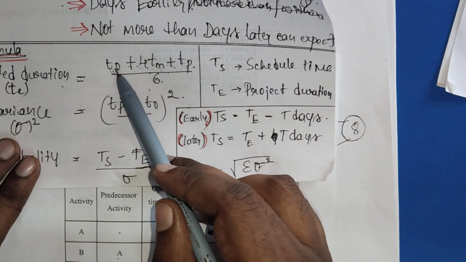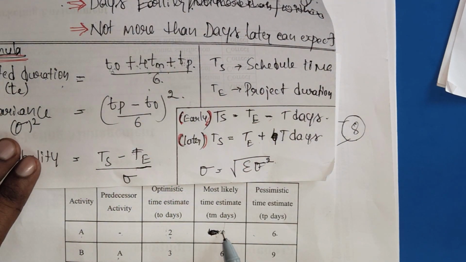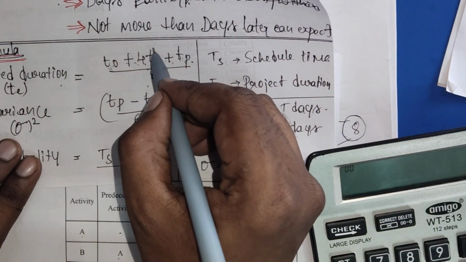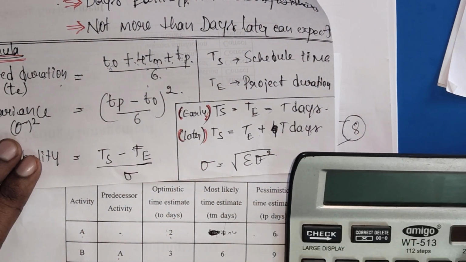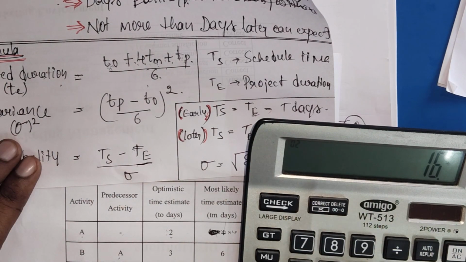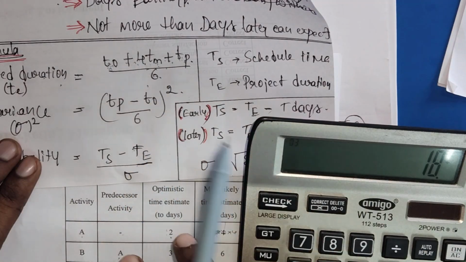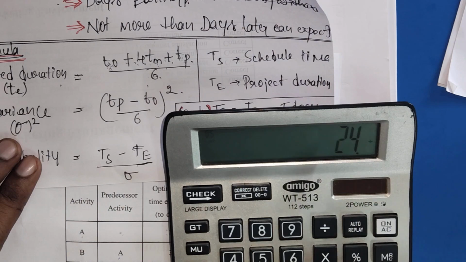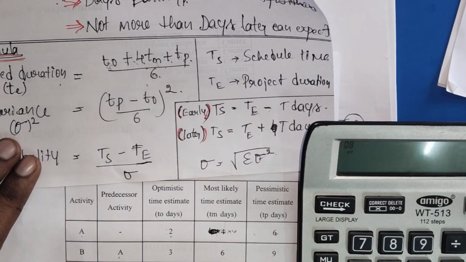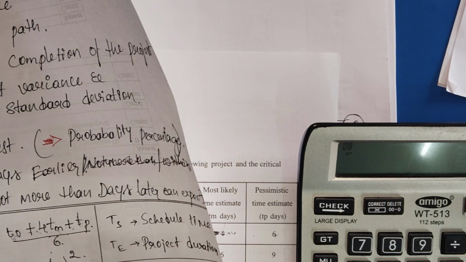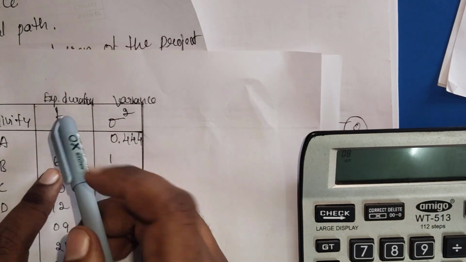Time optimistic is 2, 4 into time most likely 4, plus time pessimistic is 6. So what exactly do we need to do? 4 into 4 is 16. And next we add optimistic, it's 2. And next we add pessimistic, which is 6, that makes 24. 24 divided by 6, we are getting 4. 4 is the expected duration. Done. So I already calculated this expected duration, that is the 4.